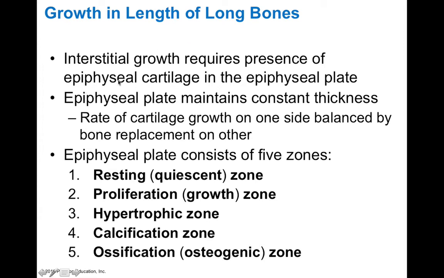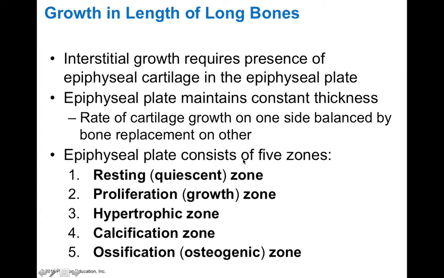Remember, epiphyseal cartilage is what you found in long bones, and it's basically a little band of hyaline cartilage that's trapped between the epiphysis and the diaphysis, left behind from development. Now, the epiphyseal plate maintains a constant thickness, but the rate of cartilage growth is balanced by bone replacement. So we find that this epiphyseal cartilage divides and continues to make new cartilage, but this new cartilage is essentially ossified into new bone. What we're saying is that cartilage will grow, die, and then get converted to new bone tissue.